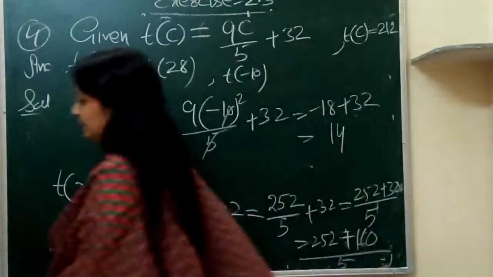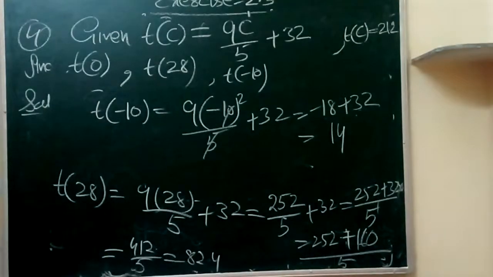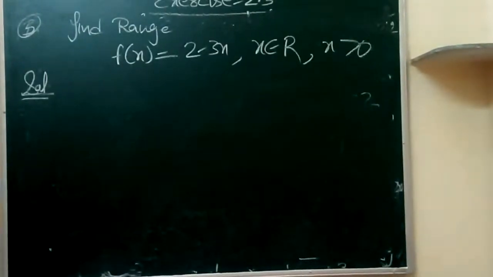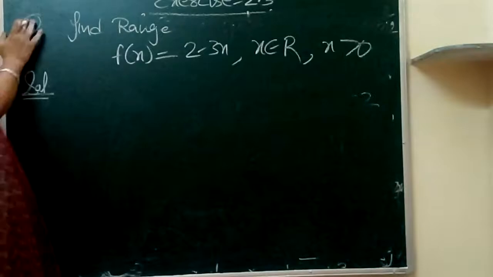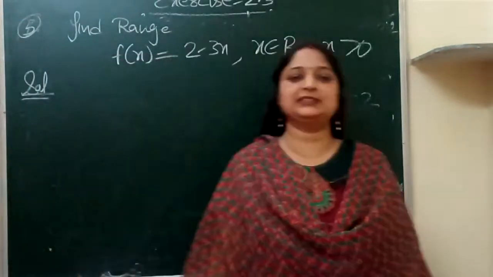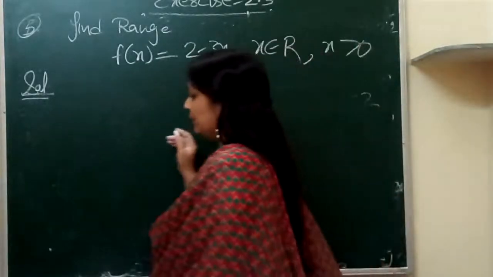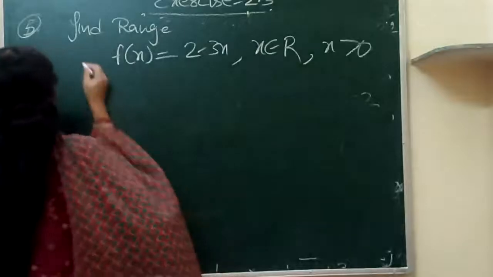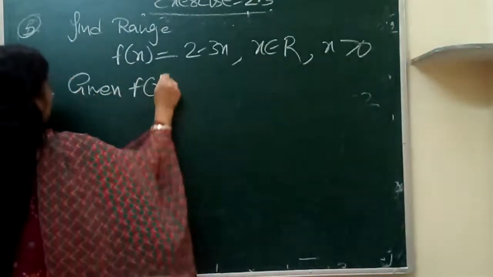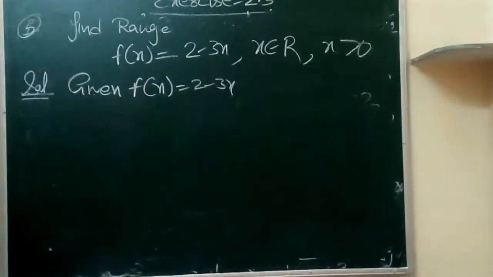Now let us start question number 5. In question number 5, you have to find out the range of f of x equal to 2 minus 3x, where x belongs to R and x is greater than 0. Now let us start the question. Given f of x is equal to 2 minus 3x.